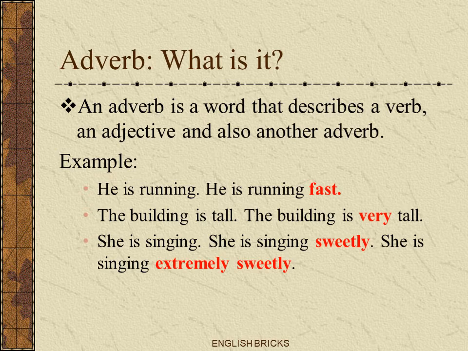Likewise, let us look at the next sentence there. The building is tall. How is the building? Describe the building. Tall. So, tall is an adjective. The building is very tall. How tall? Very tall. It is giving you information about the adjective tall. The word very. So, very is an adverb. So, here an adverb describes or gives more information about an adjective.